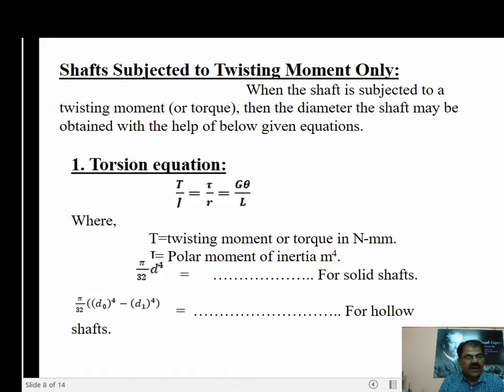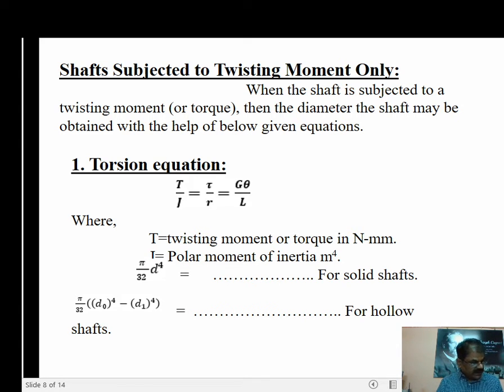Where T is the twisting moment or torque in Newton mm. J is the polar moment of inertia, which is measured in meter fourth.